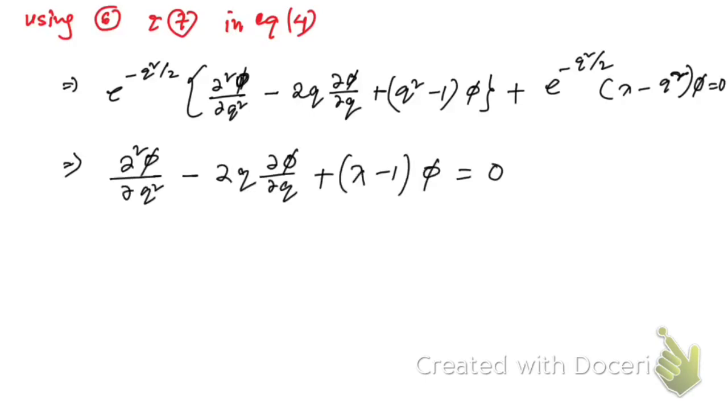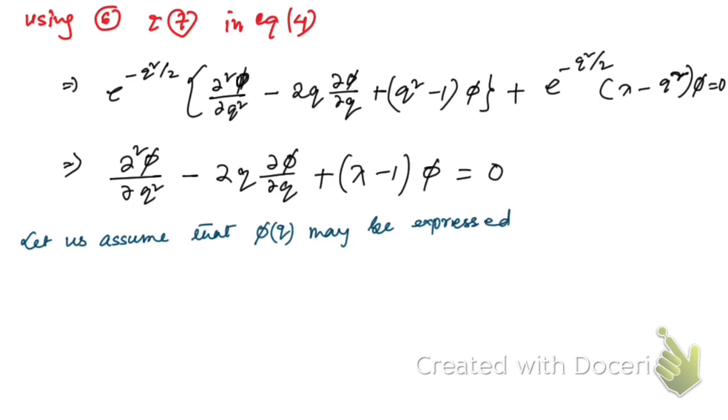So now here you see, from here we're going to use the Frobenius method for a power series solution. We can consider that phi, sorry, not psi, phi. Let us assume that the function phi of q may be expressed as a power series of q, in this way: summation r from 0 to infinity, a_r q^(s+r). Let us consider it this way.